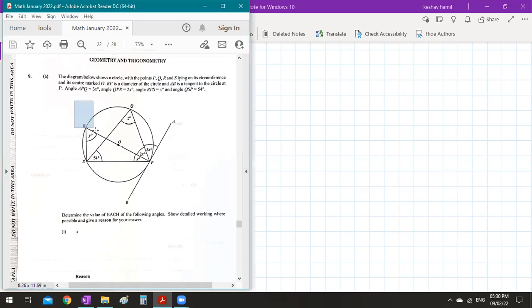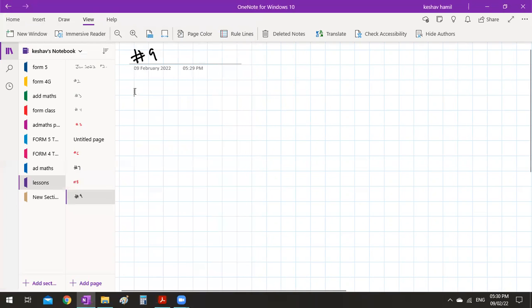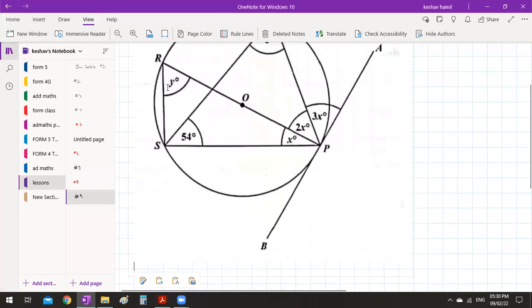Now, this is circle theorem. So we need to learn how to do circle theorem.